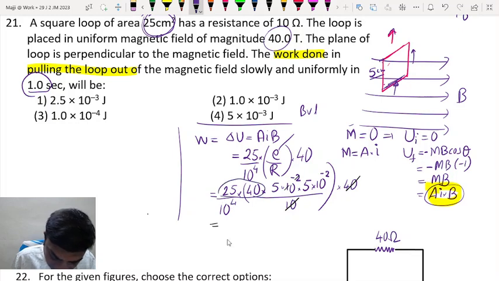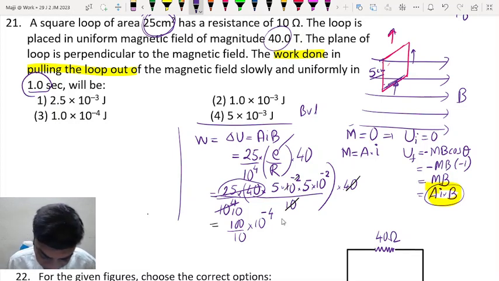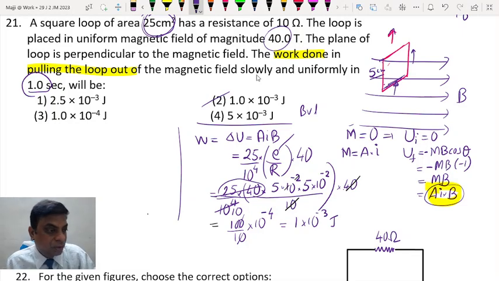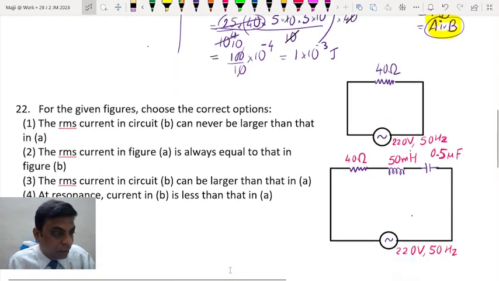So 25 into, I'll cancel. 25 into 40 is 1000. So 1000 and a 10 will be left here. And then we are left with 5 as a 25. 25 into 4 is 100. 100 by 10 into 10 to the power minus 4. I hope that is correct. So finally we will be ending up with 1 into 10 power minus 3 joule. So that is the second option. It's correct. Okay. Moving on to the next question.